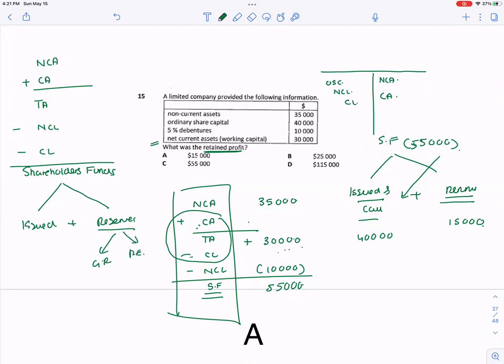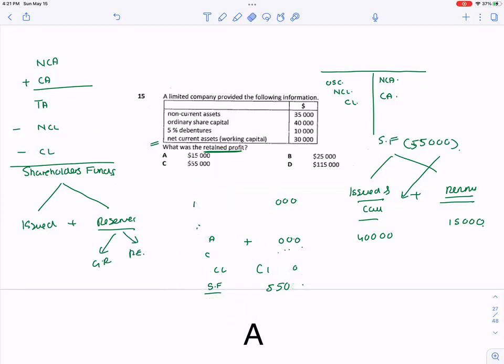Either we follow this format, or if I have been given net current assets, it will be non-current assets plus net current assets minus non-current liability. That will give me my shareholders funds. It is just the balance sheet, nothing new in this.